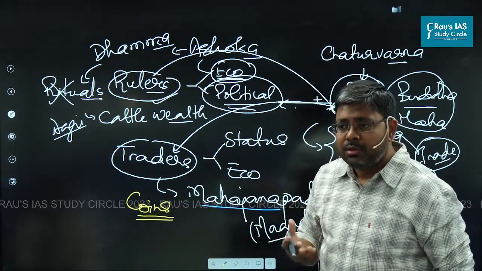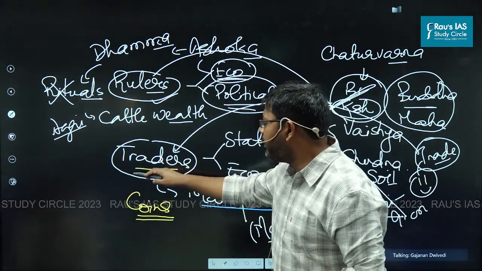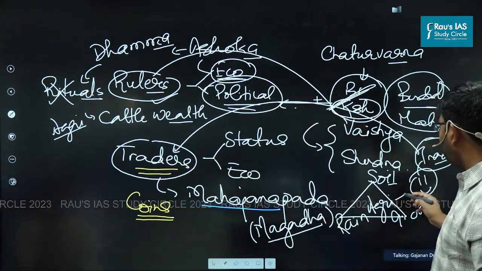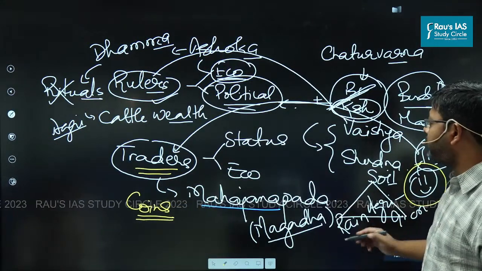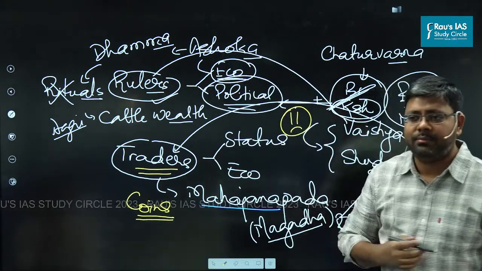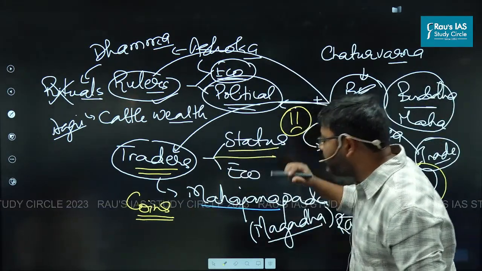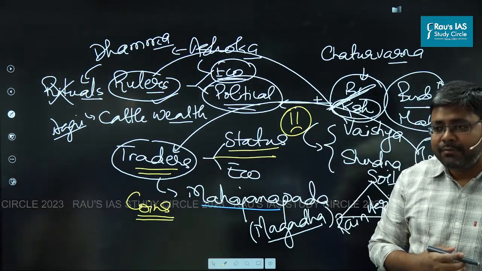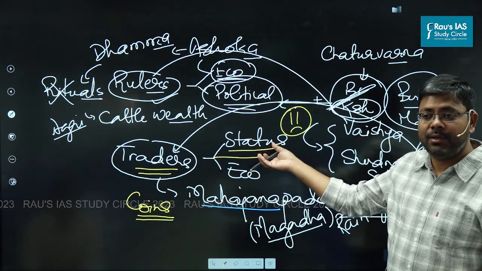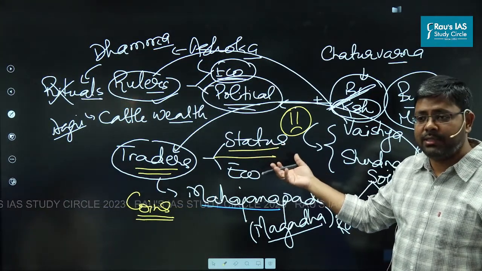Trade was good, the money economy was flourishing. Don't you think the trading class was becoming very powerful? But now the trading class was very powerful, yet their status in the Varna system was third position. Don't you think that they would look for a better status in the Varna system? And if this is so, don't you think that they would support the new religions like Buddhism and Jainism? Buddhists and Jains are big traders basically.